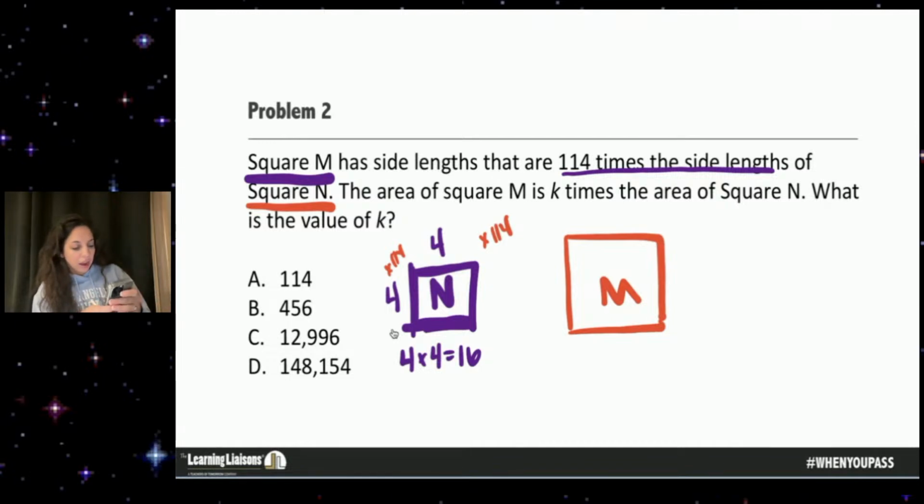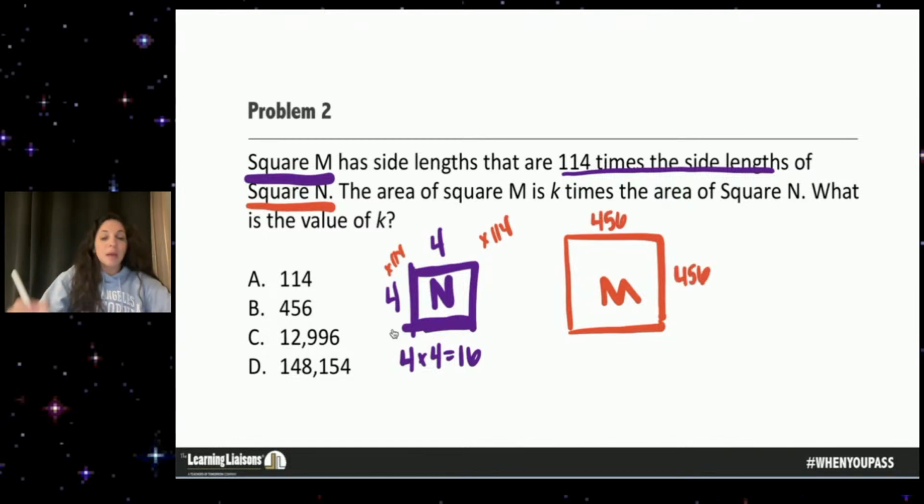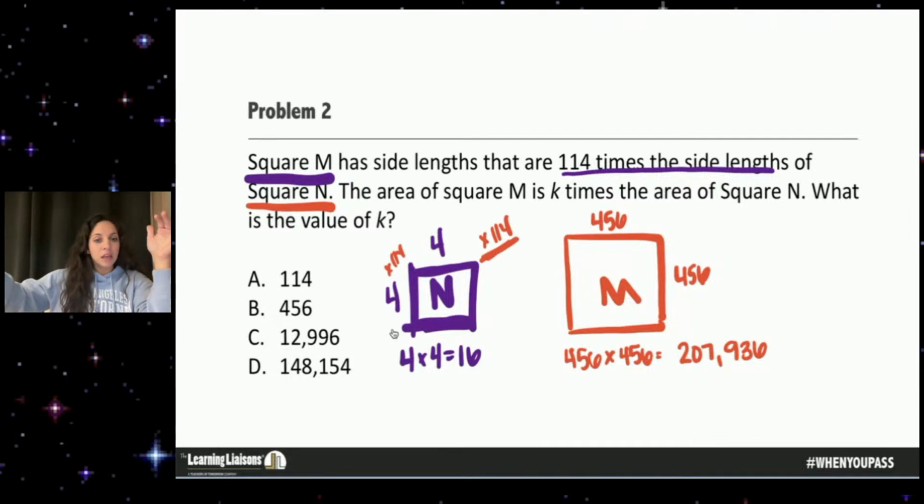So we're going to go ahead and do that right now. 4 times 114 is 456. So 456 and 456. Now I can come up with the area for that square. So 456 times 456 equals 207,936.